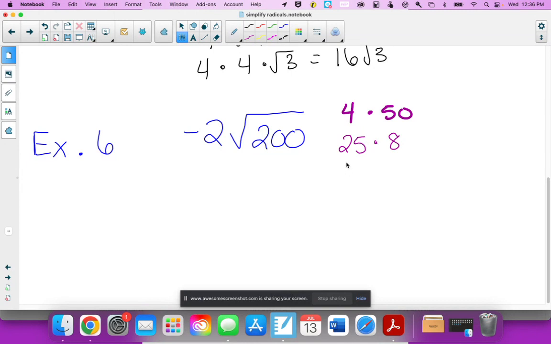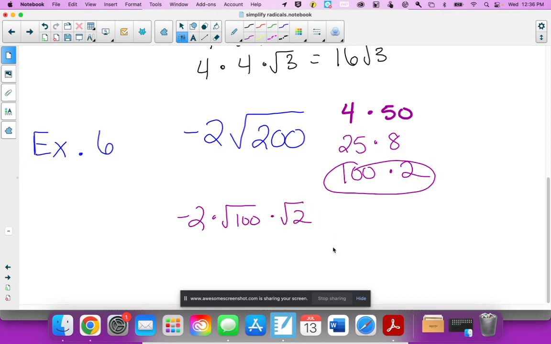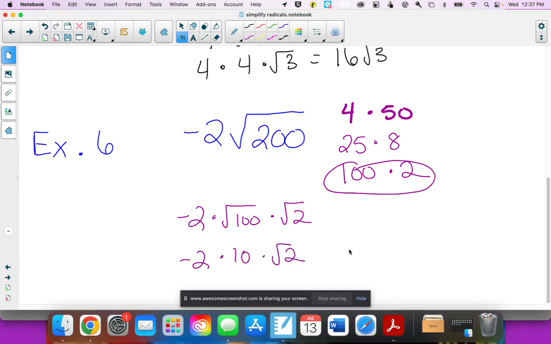All right, so let's see. 36 is next. No. 49, no. 64, no. 81, no. 100, yes. So it's 100 times 2. Okay, so we've got our winner as far as our biggest perfect square. That's -2 times the square root of 100 times the square root of 2. All right, simplify your perfect square. So that's -2 times 10 times the square root of 2. Finished answer, well, -2 times 10 is -20 times the square root of 2. And that's our finished answer.